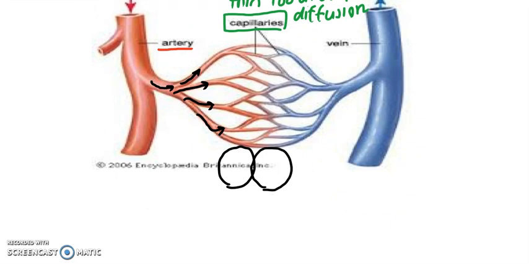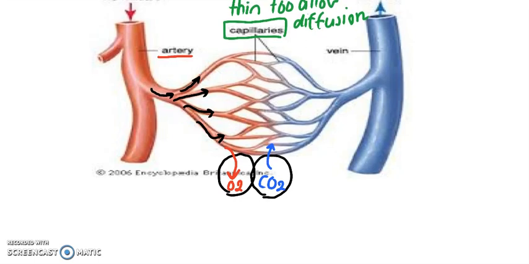But here we can pick up things like oxygen. So luckily this cell gets oxygen. And these are also where we can dump out wastes, so CO2, for example. And now we're no longer oxygenated blood. As you can see, we dumped out the oxygen. So here, veins, these carry deoxygenated blood.